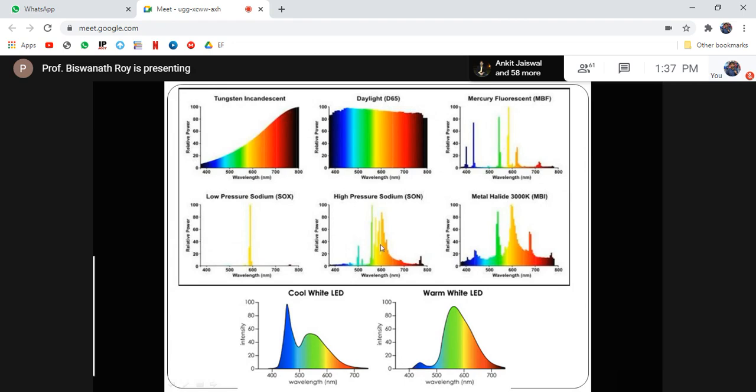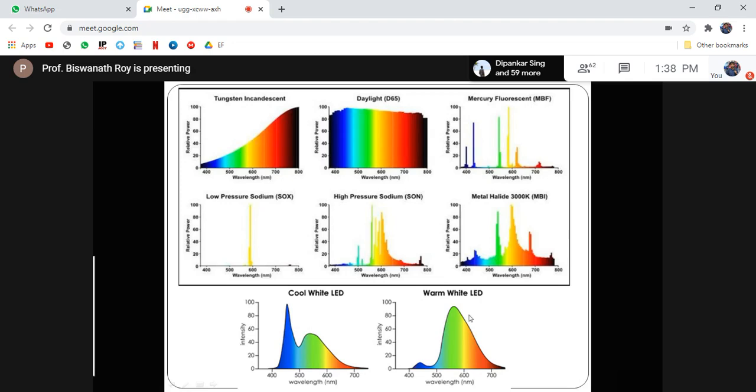On the other hand, in the case of high pressure sodium vapor, this is the spectrum. In the case of the metal halide lamp, these are called the HID lamps, metal halide lamp. This is the nature of the spectrum. Now, the spectral power distribution of the warm white LED, LED stands for light emitting diode.